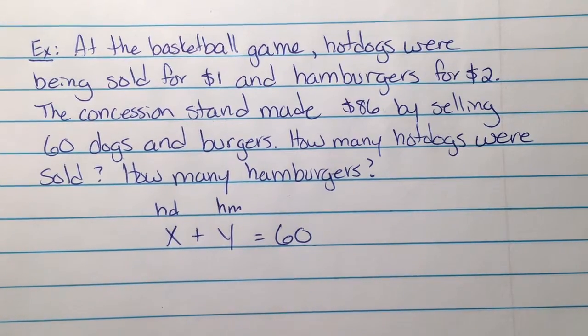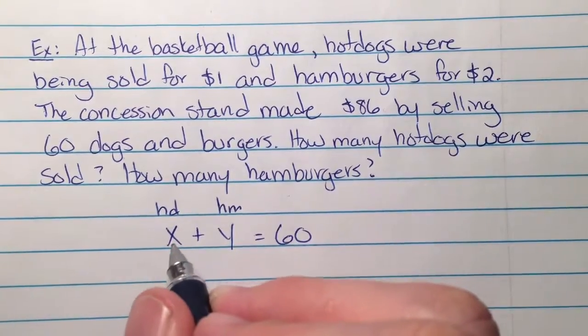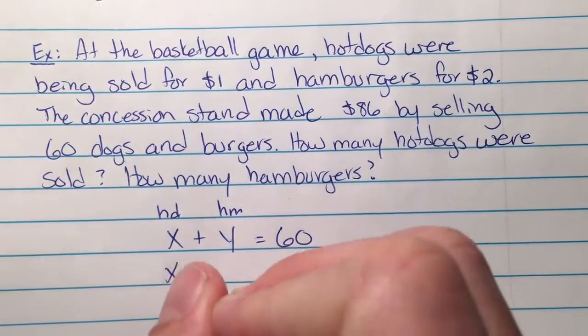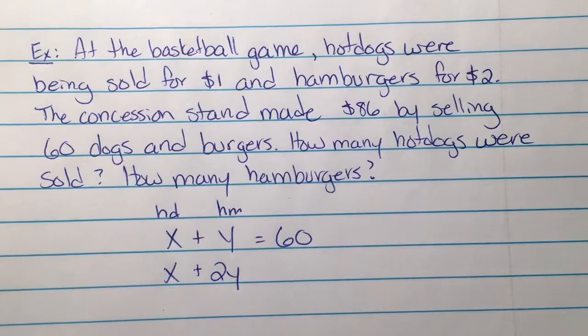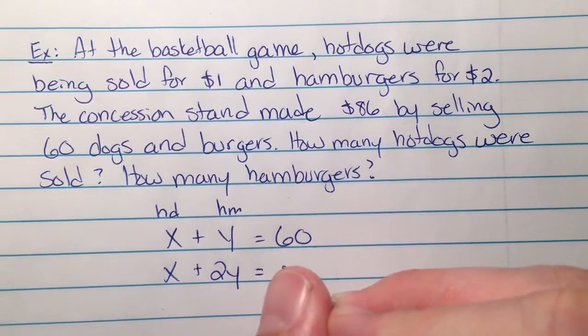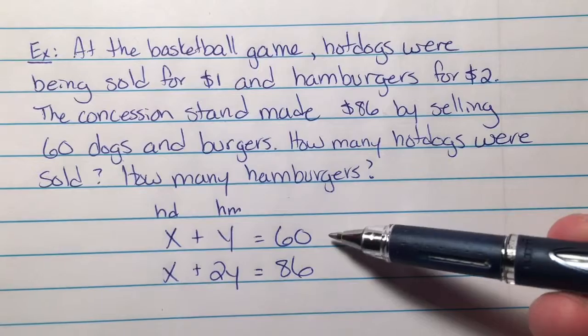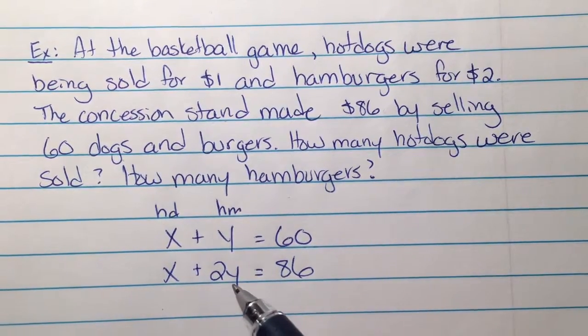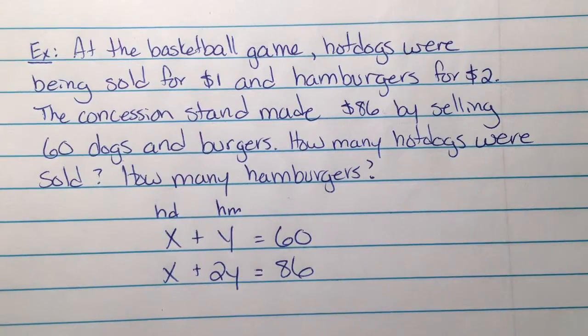Now let's focus on what else we know about those two items, and that's the money, the price. All right, so hot dogs were $1, so 1X, which I really only need to put just the X. Hamburgers were $2 a pop, so plus 2Y. And that equals what they ended up making in the concession stand, $86. So again, this one was created based on the number of hot dogs and the number of hot dogs and hamburgers sold. And this one dealt with the money. $1 per hot dog, $2 per hamburger, made a grand total of $86.